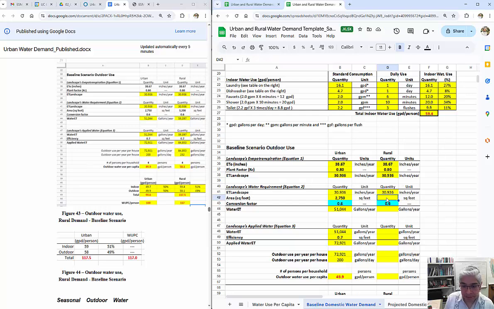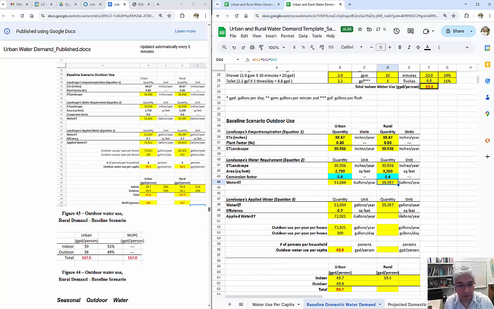Now here the area, because we're in the rural sector, it might be a larger landscape, so that's why we have 3,200 square feet. And in this case we'll do exactly the same, we need to multiply these 3. There you go. We are considering the same irrigation system, 70% efficient.